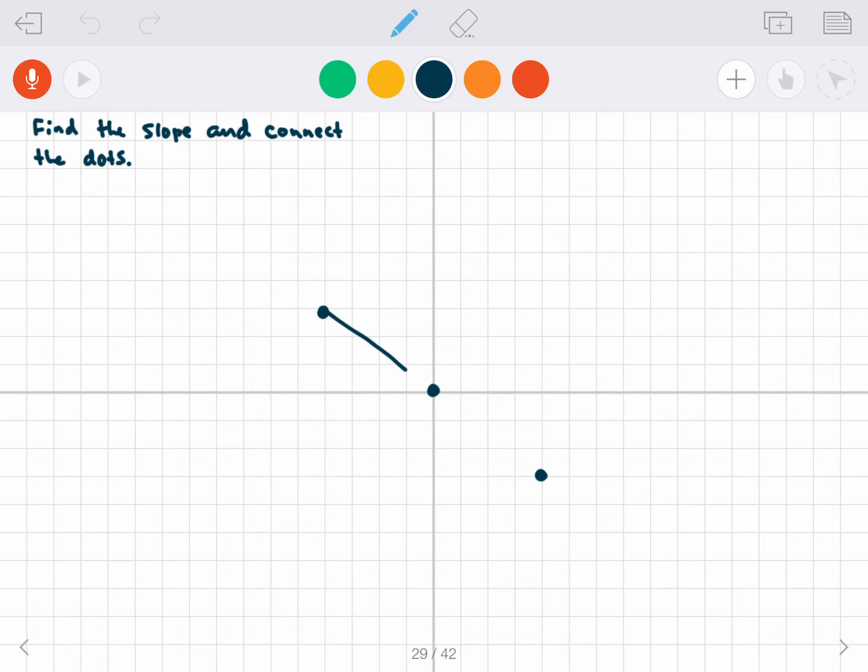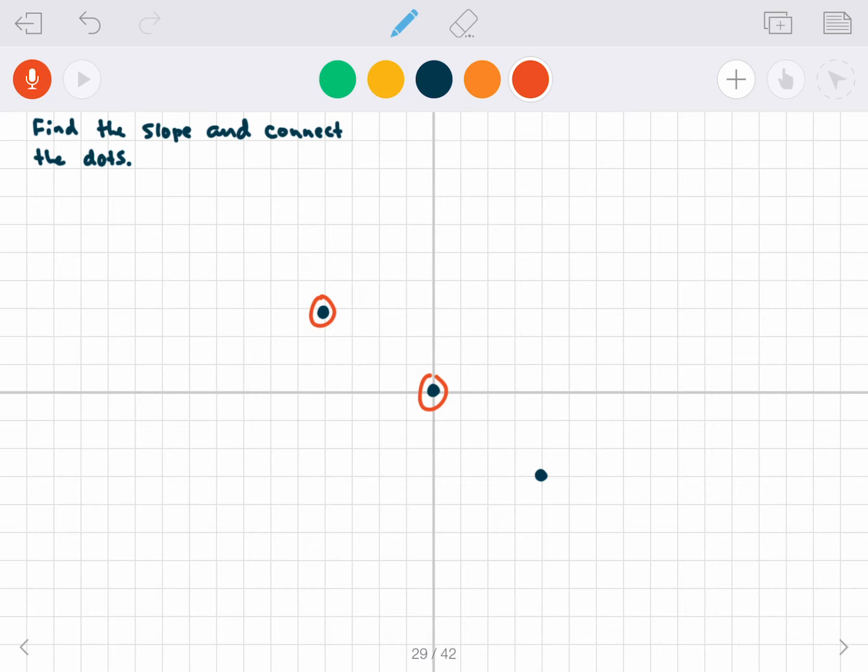Now, let's connect the dots here. We should get a negative slope, right? Because if I put a guy on the mountain, from left to right, he's walking down. Let's see if I get negative slope with rise over run. So I'm going to start here and end here. Seems like a reasonable thing to do.